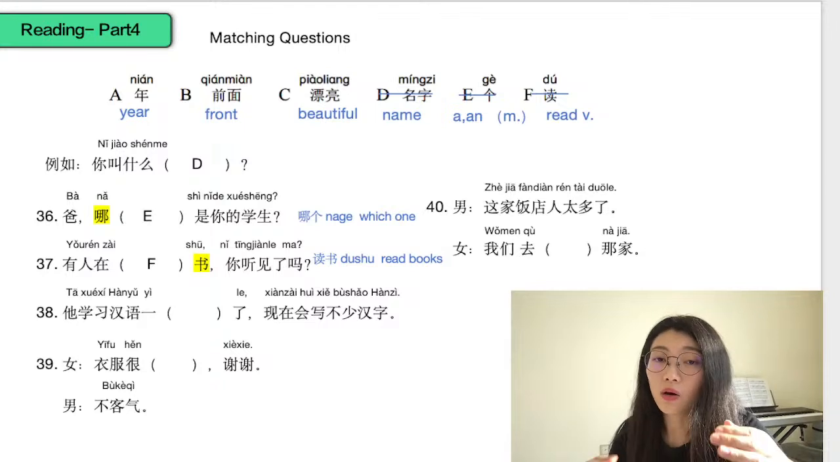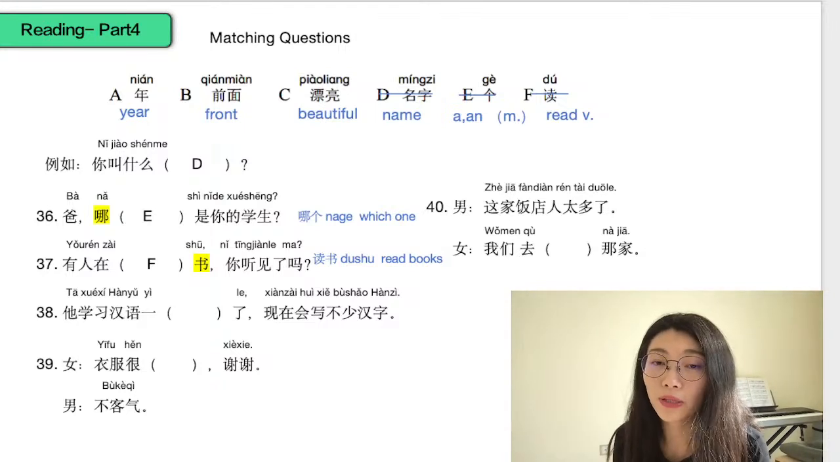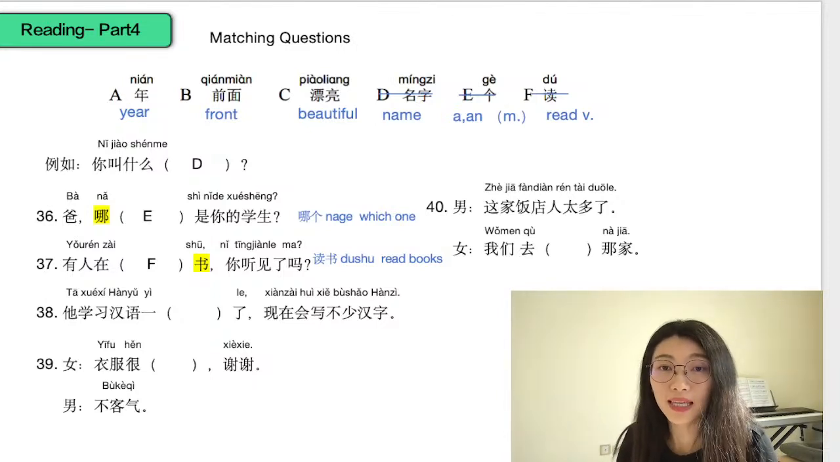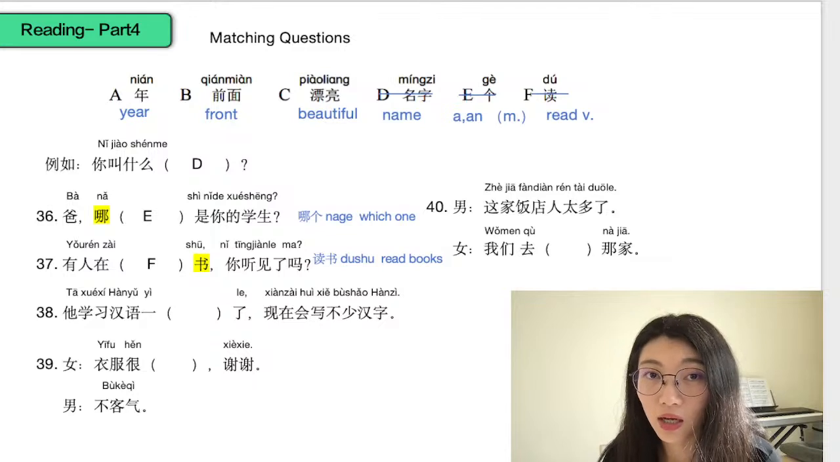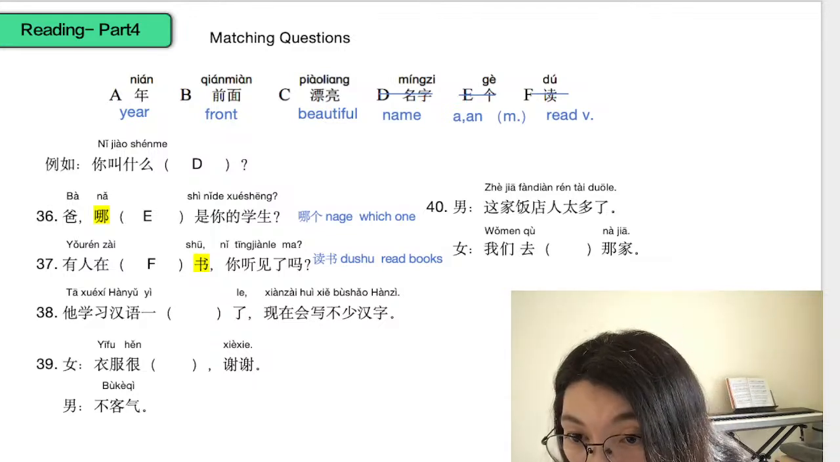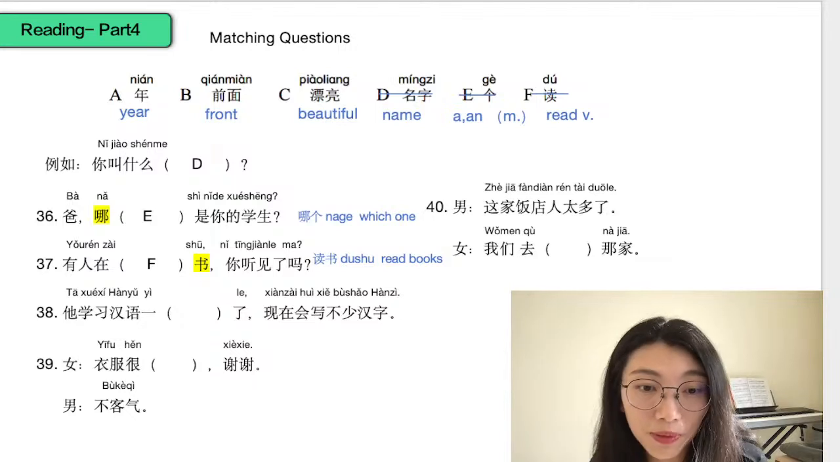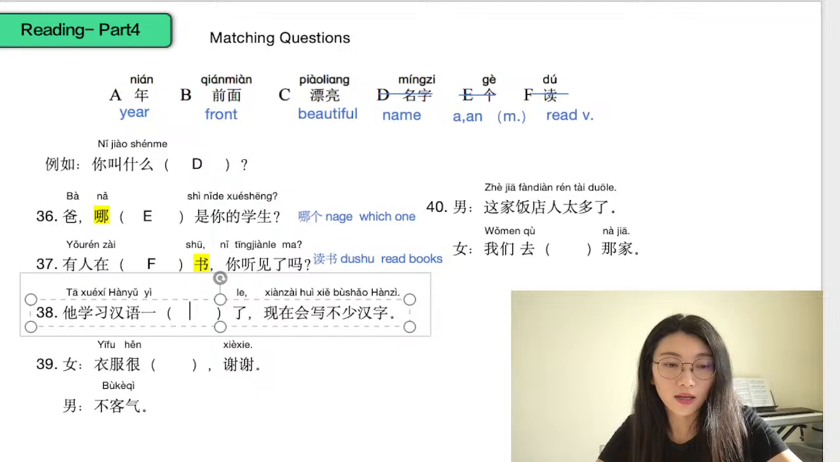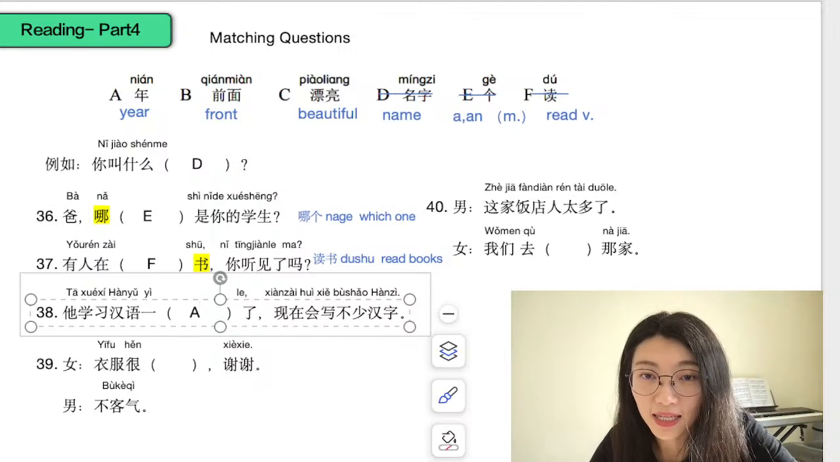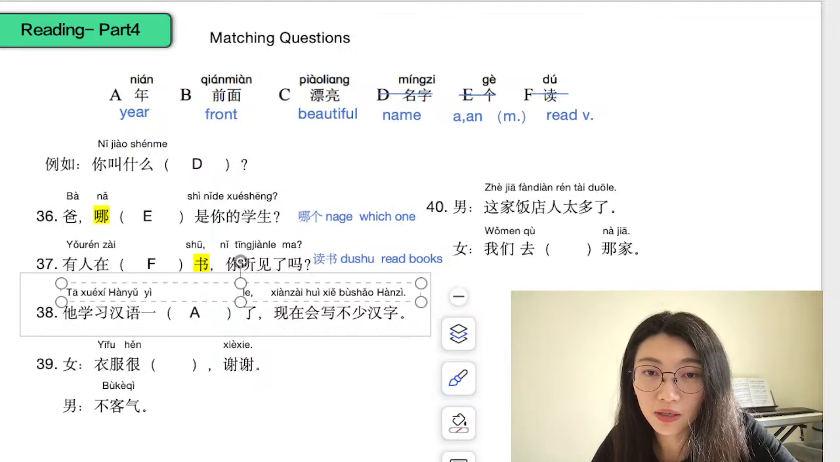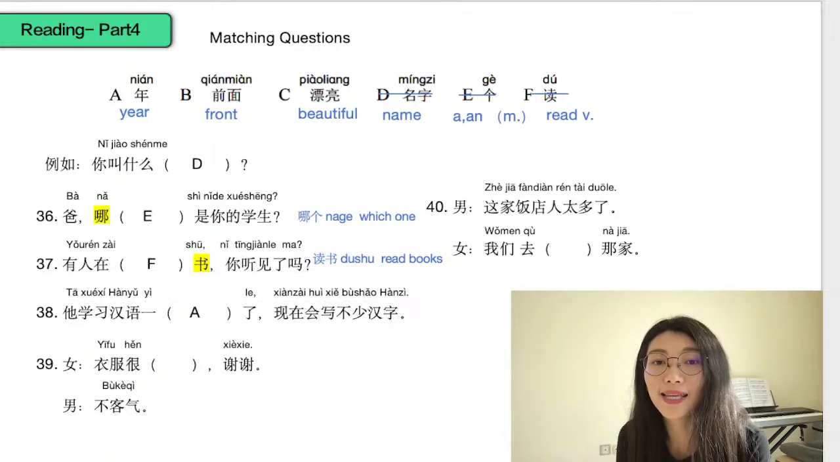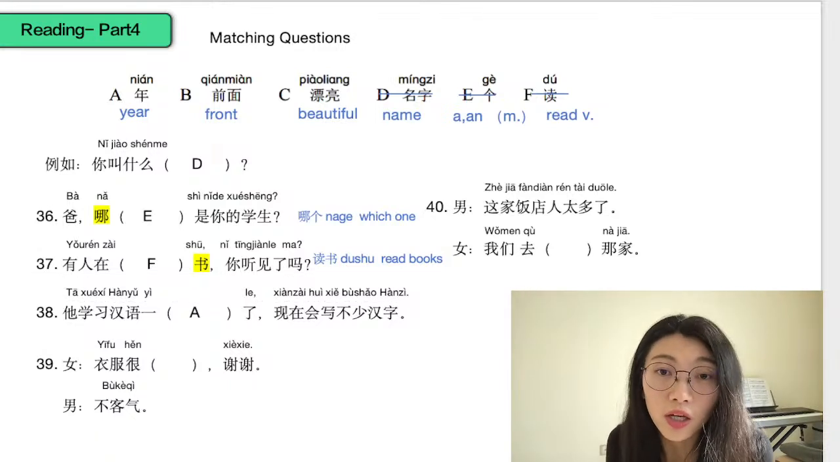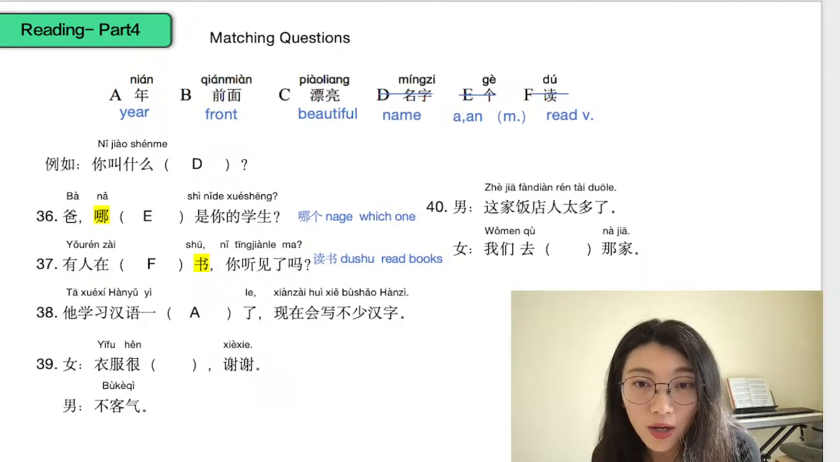38 他学习汉语 E something 了. E is a number. What should we put after E? It must be a unit. Which one, A, B, C? Let me see what you wrote. E, F, A. Very good, 很好, well done. E, 年了. Here 年 means one year. You can also say 他学习汉语一个月, one month, or 一天, one day.